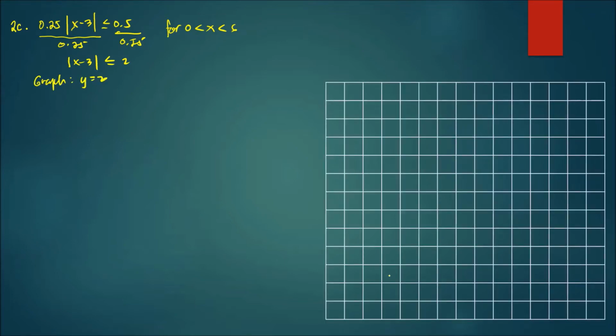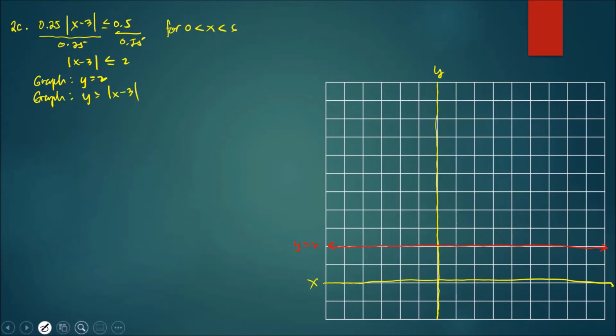Okay. So we have this. For example, this is our x-axis. And this is our y-axis. Okay. So y is equal to 2 is here, 1, 2. Okay. So this is y equals 2. Then we also need to graph y is equal to the modulus of x minus 3.